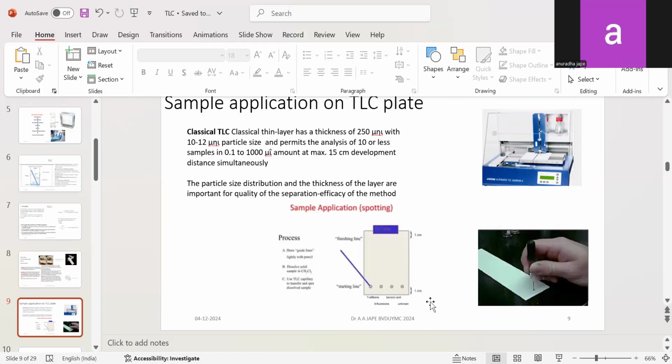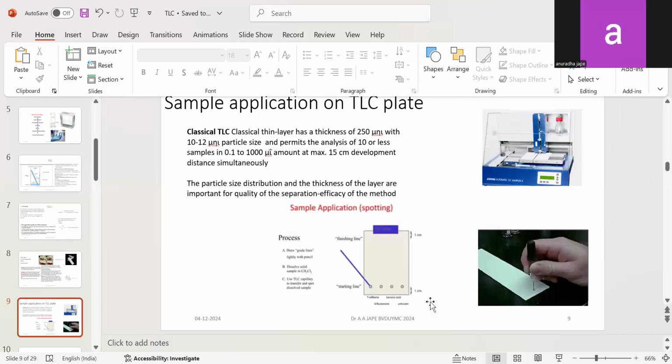So it is very necessary that after the spots are applied onto the TLC plate, the spot must be dried. Drying can be done by gentle heating, or you can use a hot air blower. Care must be taken that if the sample analytes are volatile, then you have to allow the evaporation of the solvent without application of heat.